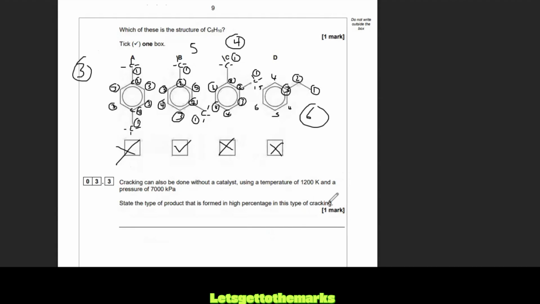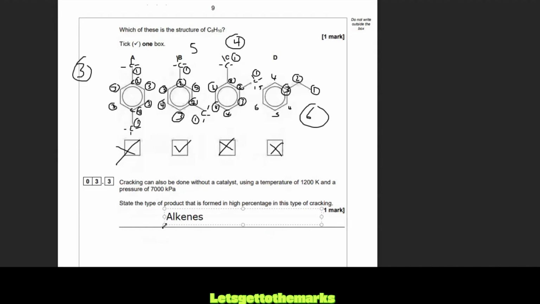There's 2 types of cracking. We've got catalytic cracking, which is done with the zeolite or the alumina catalyst that we've just been talking about earlier. But then you've got one called thermolytic cracking, where you use very high temperatures like that, 1200 Kelvin, and a high pressure. What that does is that means that there's enough energy to smash through all the bonds and actually form lots of double bonds. So this is going to form alkenes. Okie dokie. We're going to make alkenes.